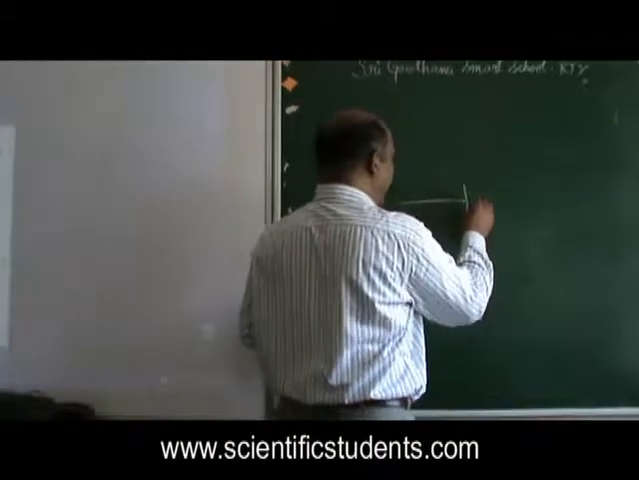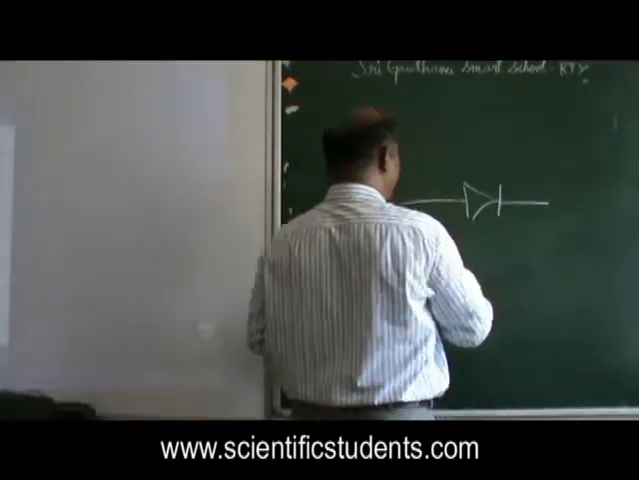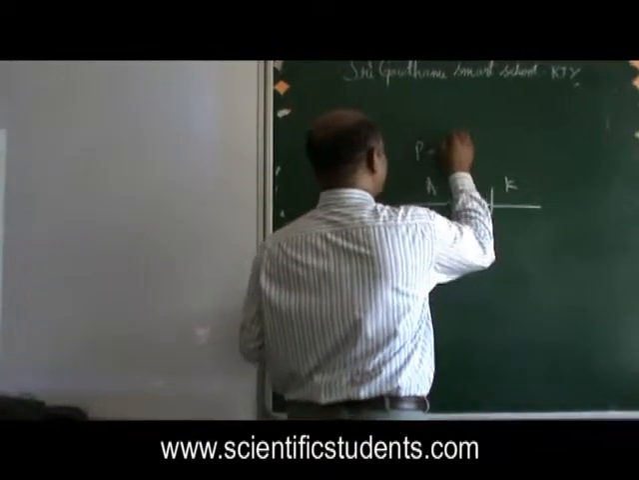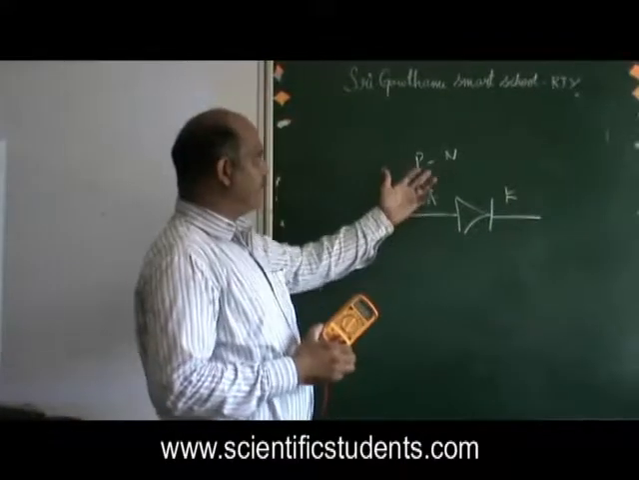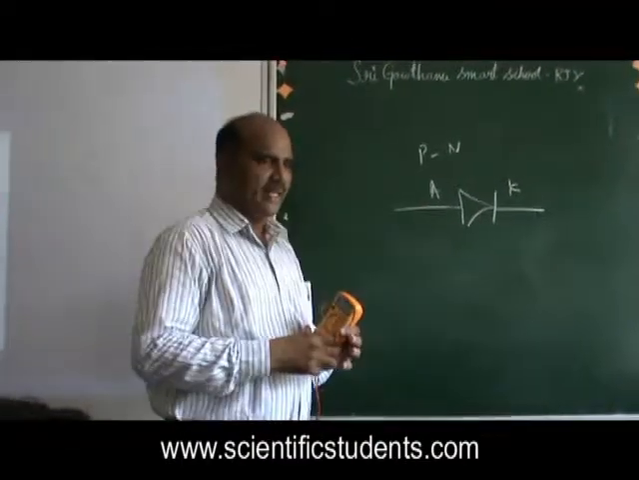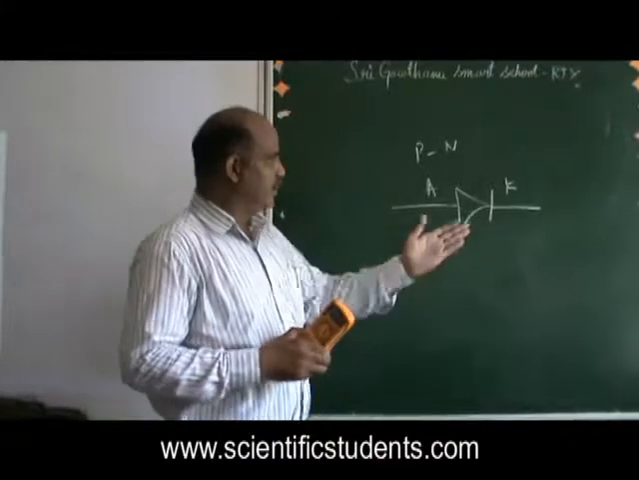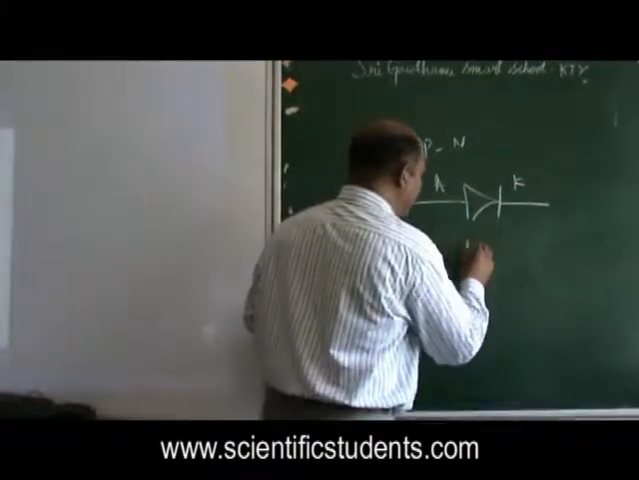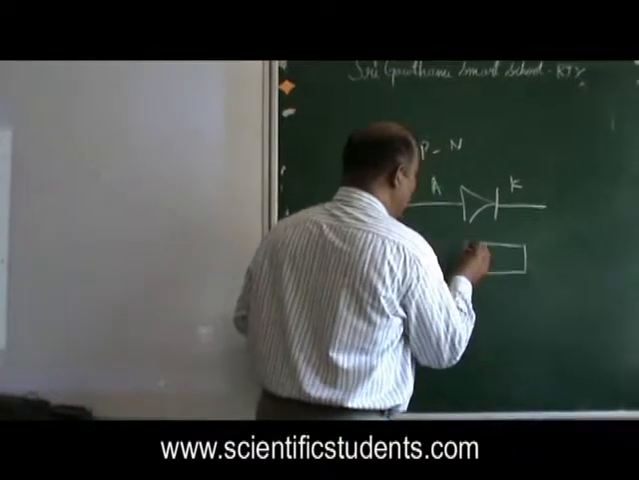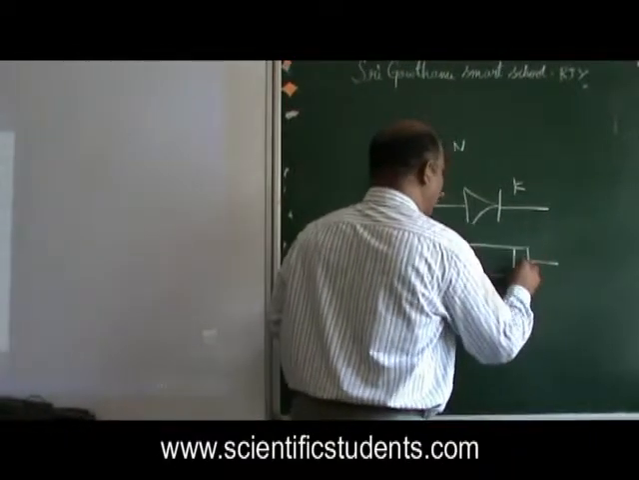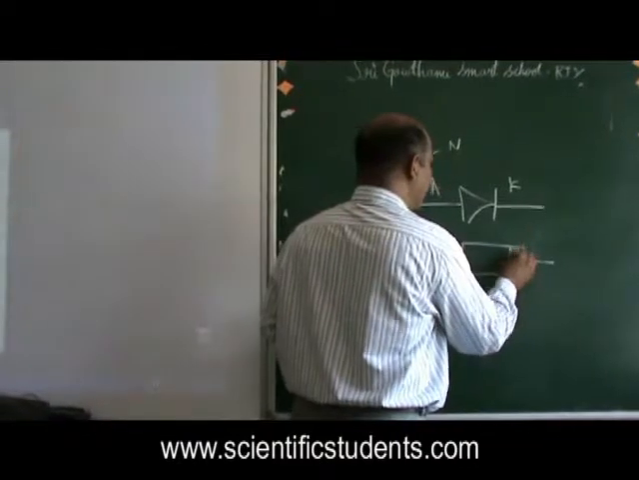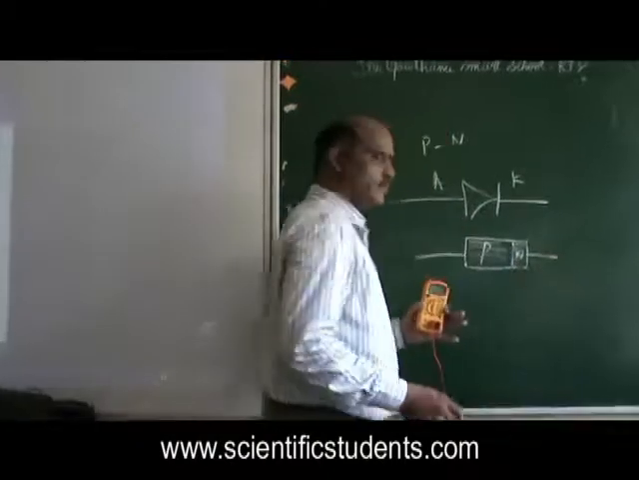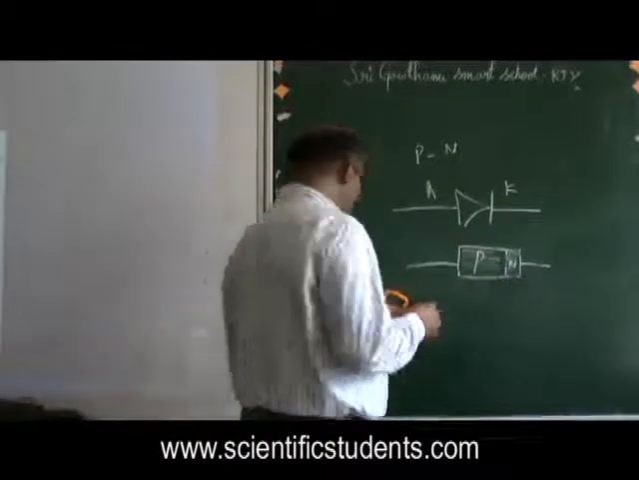A diode is nothing but one PN junction, with anode and cathode. P-type material and N-type material are both doped together inside, forming the PN junction. We just show it symbolically, but practically it looks like this. There is a silver portion here, and there is P-type material and N-type material. This is what you see with your regular diode.